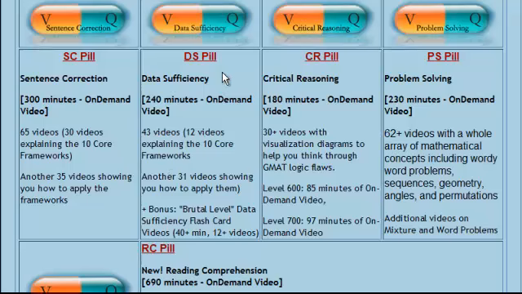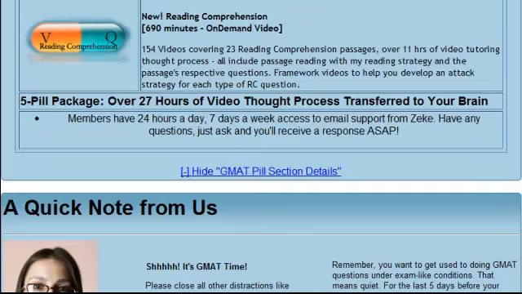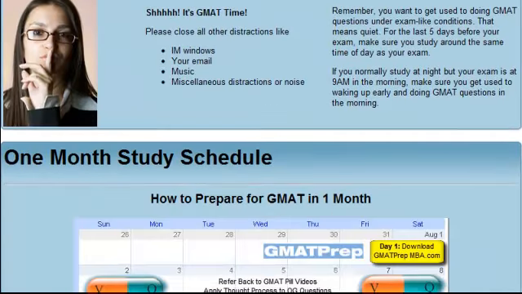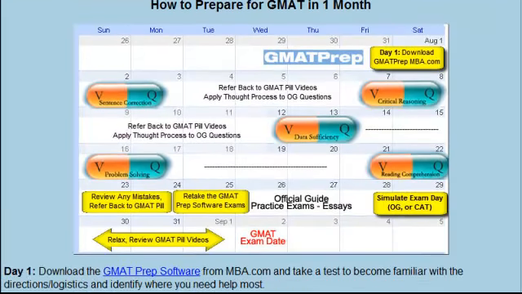So he brings up a live sentence correction question and solves it for you. For data sufficiency, there's 240 minutes, which is 4 hours of video. Critical reasoning looks like about 3 hours of video, and so on. So there's quite a lot included with the various pills. He's also got a syllabus here which tells you exactly what you should be doing if you have a 30-day study period for the GMAT.